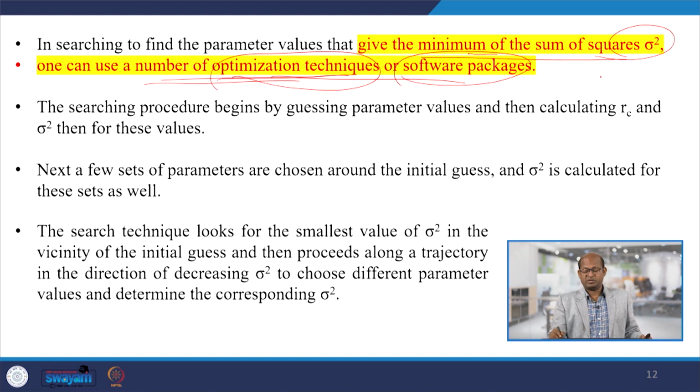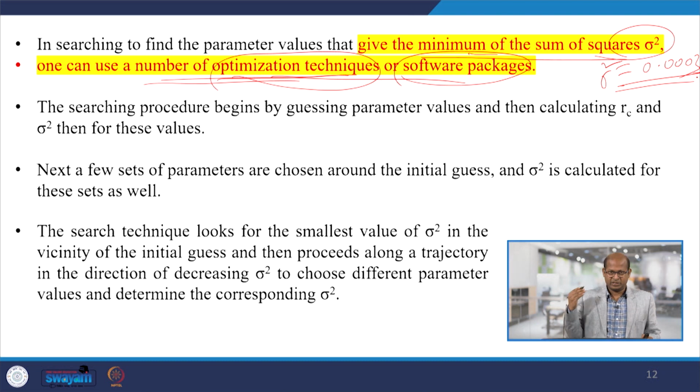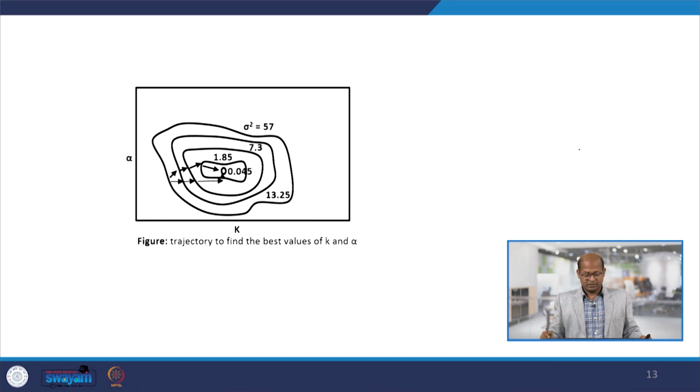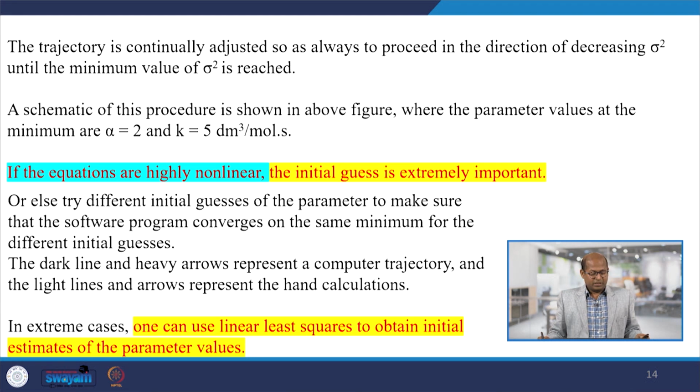Then the sigma square value would be close to 0.00003, and that would be acceptable. Then the runs will be stopped and we can get the corresponding alpha and k values for this particular reaction. By that way we can evaluate or approximate the order of the reaction, or the reaction rate constant, or specific reaction rate, for any rate equation.